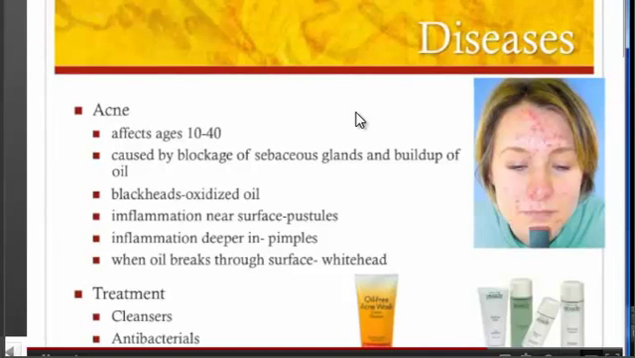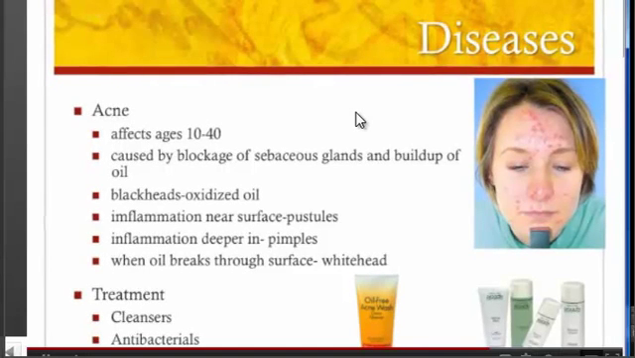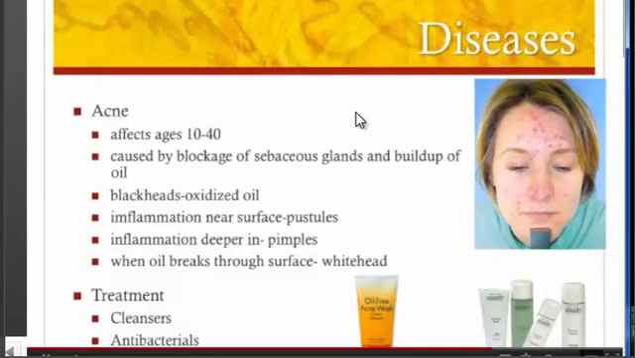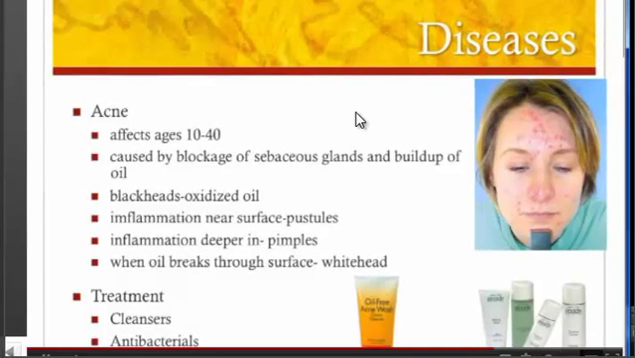From the ages of 10 to 40 years old, it's caused by blockage of sebaceous glands that build up from oil on the surface of the hair.